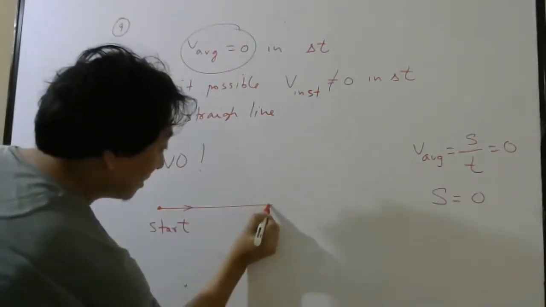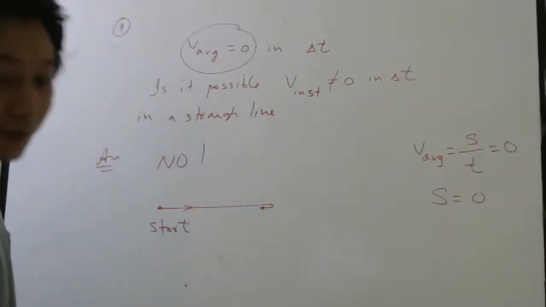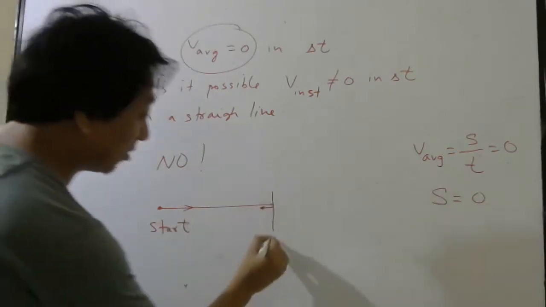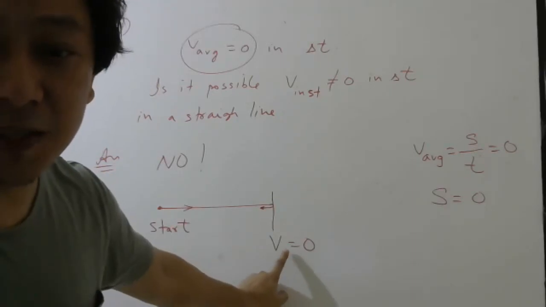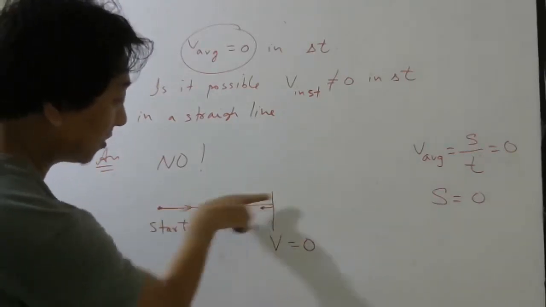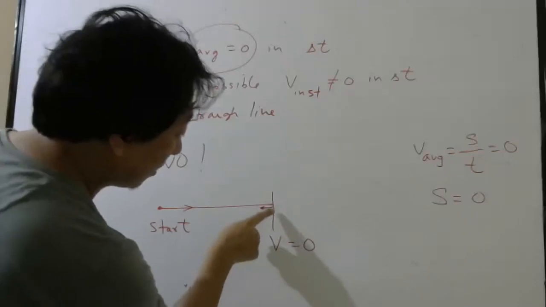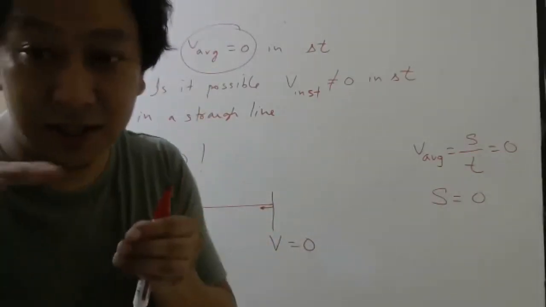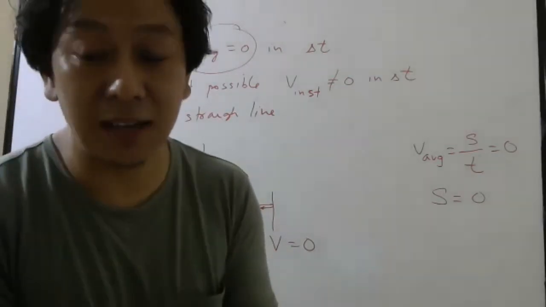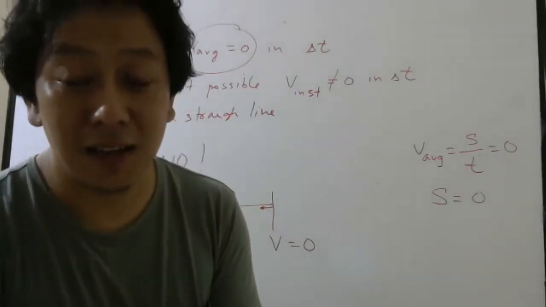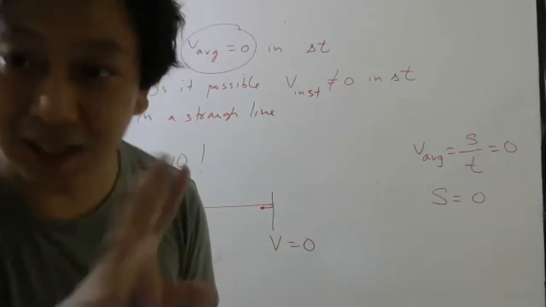So you have to turn somewhere. If you are turning, then at that point, your instantaneous velocity must be 0. Why must it be 0? Because this side velocity is positive, this side it is negative. So in the middle, it must be 0, right? When I throw a ball like this, at the highest point, velocity is 0, right?